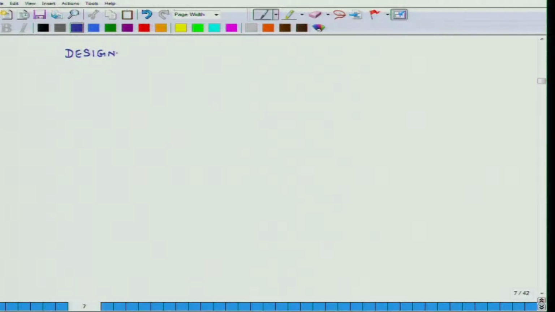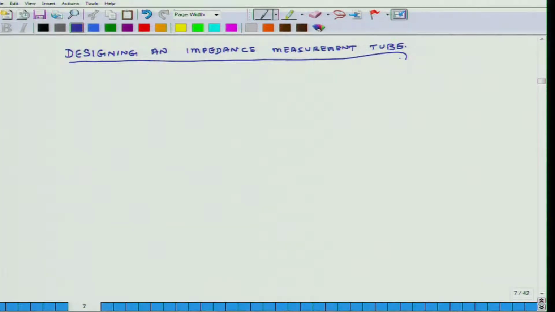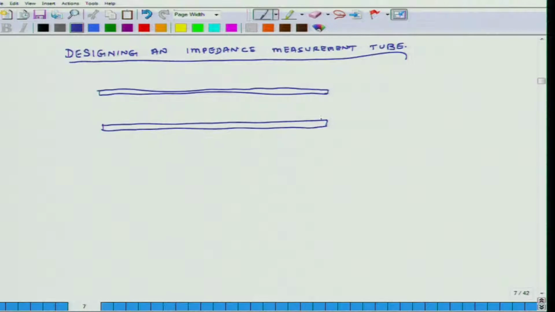Designing an impedance measurement tube. So the overall schematic we had shown in the last class. You have a tube, so this is the cross section of the tube, and here I have a loudspeaker, and this is the place where I am going to place my material.